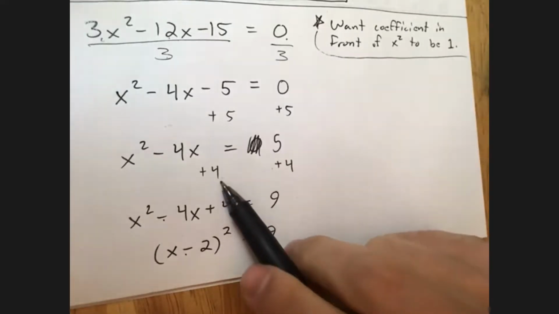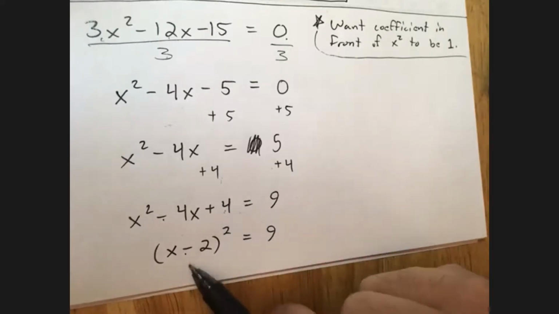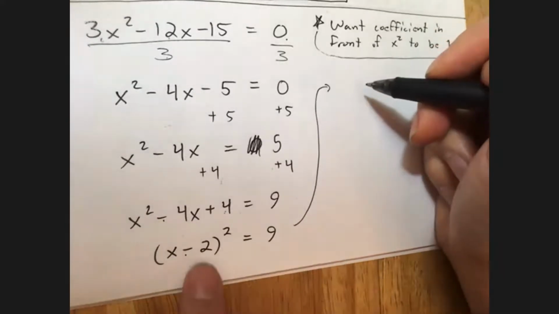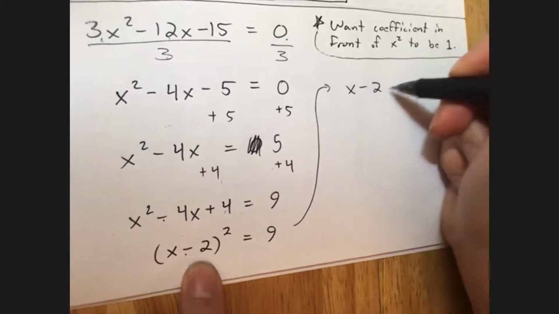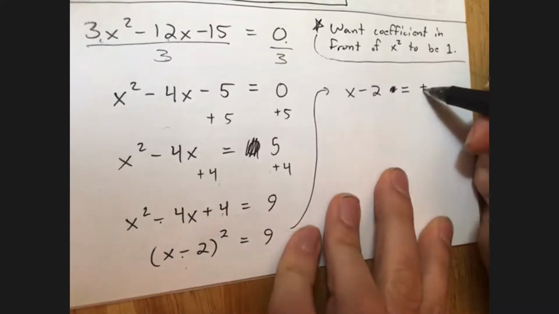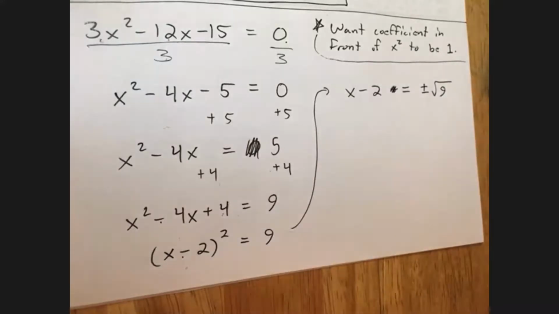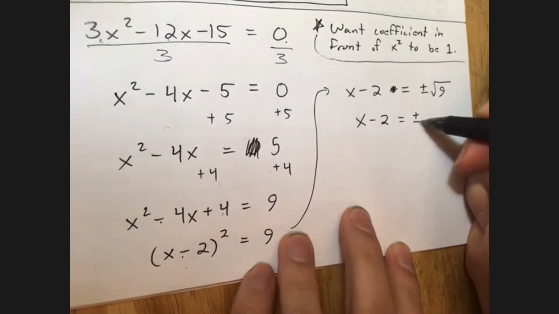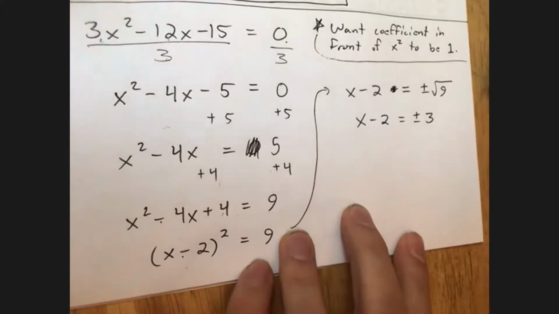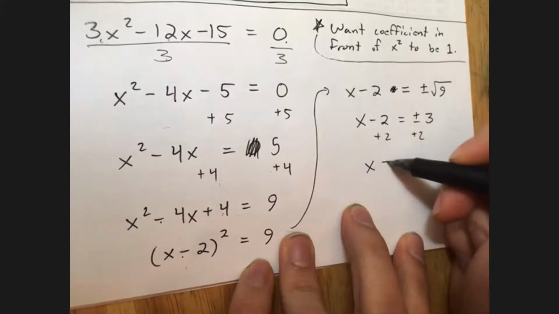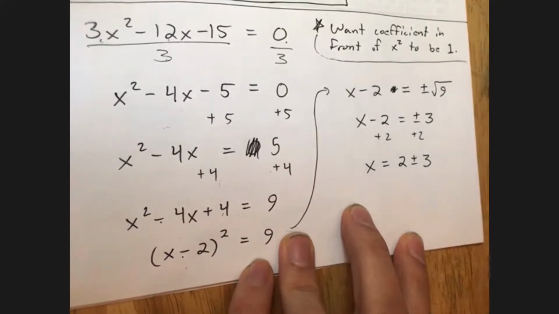If you pick the right number here, this thing will always be a perfect square. So now we come up here. We use the square root property. X minus 2 must be equal to plus or minus the square root of 9. That's what the square root property says. That means that x minus 2 is equal to plus or minus 3. Add 2 to both sides. X equals 2 plus or minus 3.